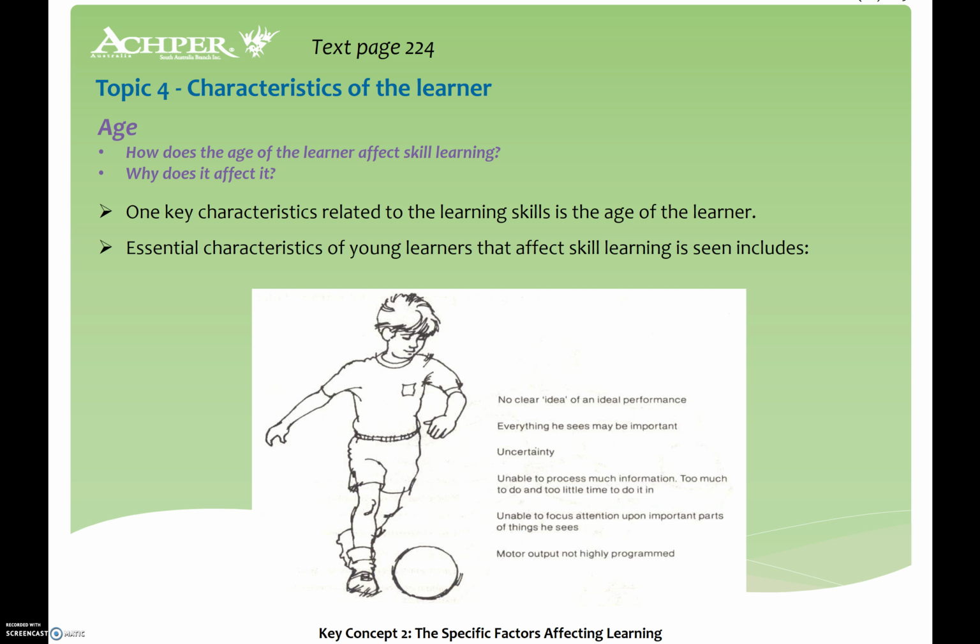So age, one key characteristic is the age of the learner, and we know that age relates to the stage of learning. Obviously if they're very young, they will be very cognitive with a lot of things they do. As we get older, we might have associative levels or sports that we've never done before, but we'd have a base skill level to be able to move through those stages more quickly.